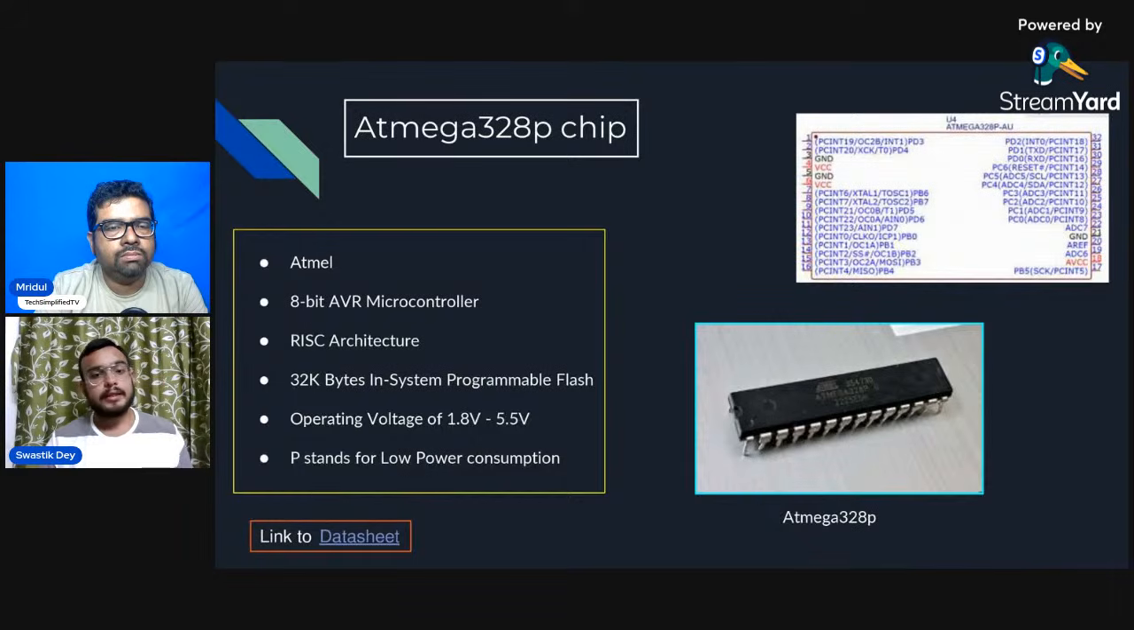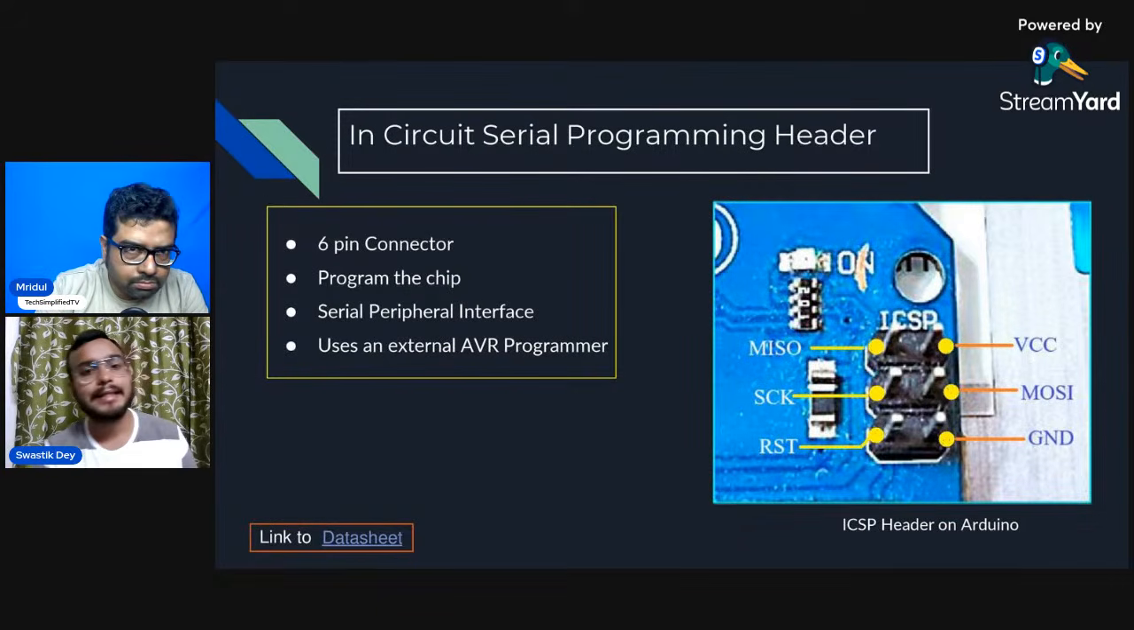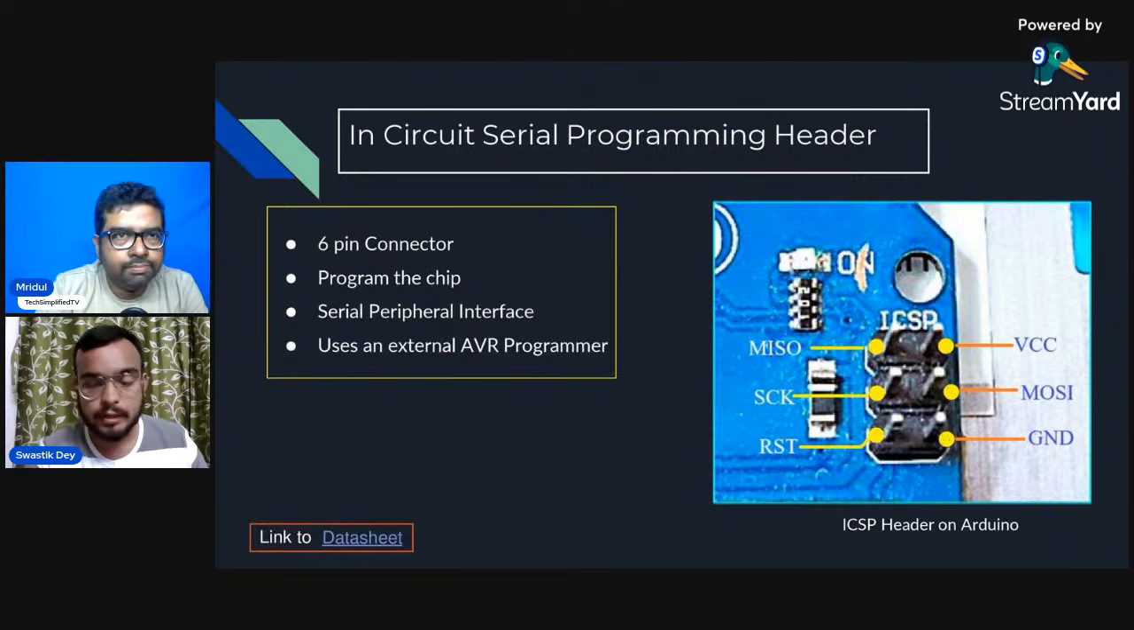If we move on to the next slide, in circuit serial programming headers. Now, we saw that the Atmega microcontroller had something called in system programming. This is exactly the same thing. The in circuit serial programming header pins help us to program the microcontroller.